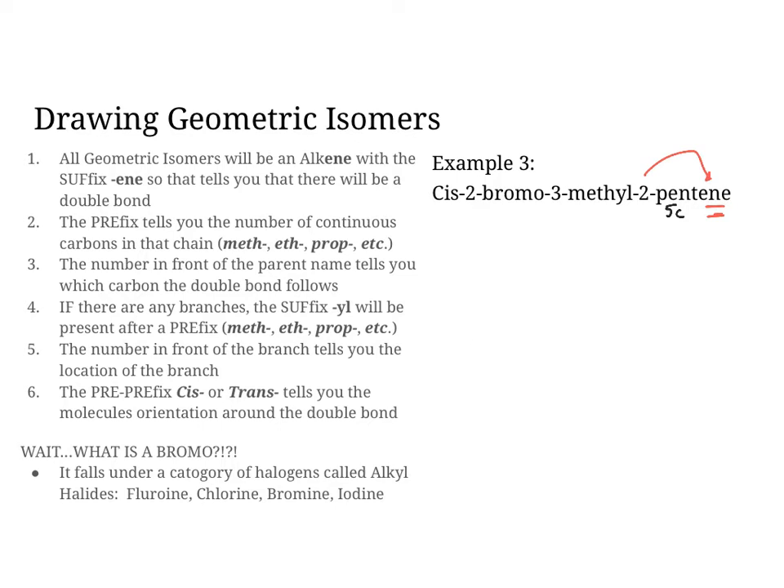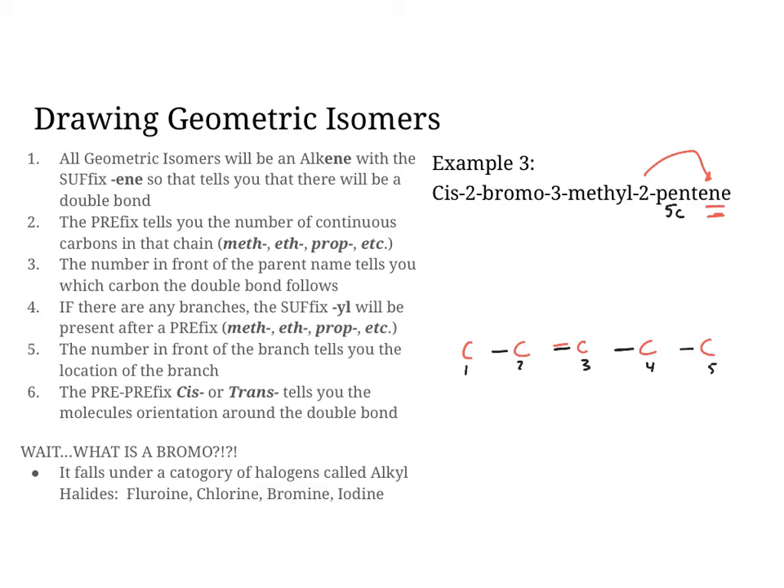So I'm going to start with that. 1, 2, 3, 4, 5. I'm going to single bond all of them together, just like I have in the past. And then I'm going to count them. 1, 2, 3, 4, 5. And then I'm going to add my double bond after the second carbon, like so.